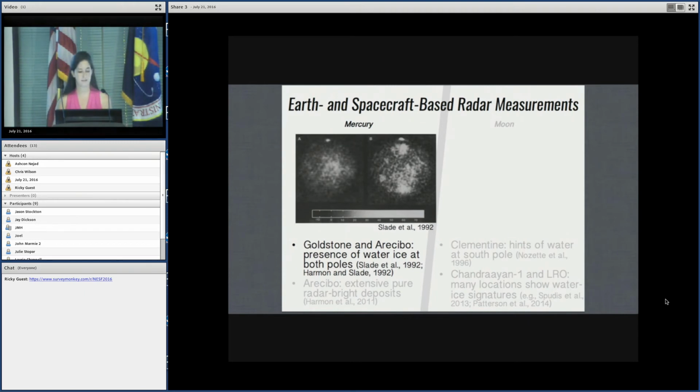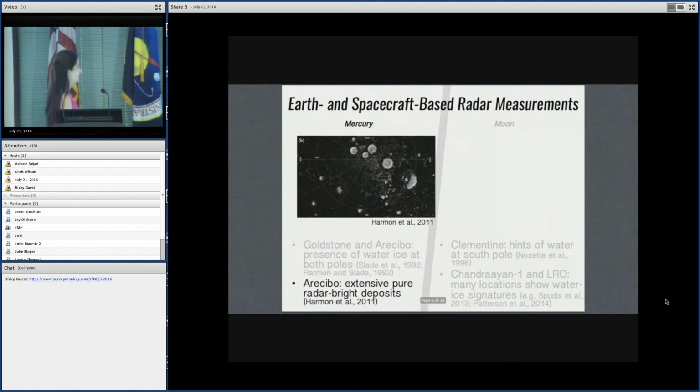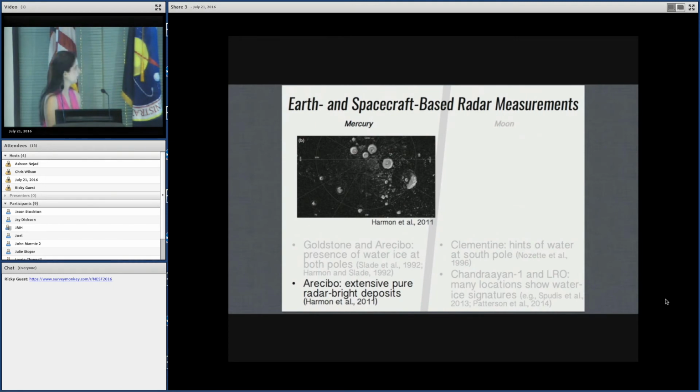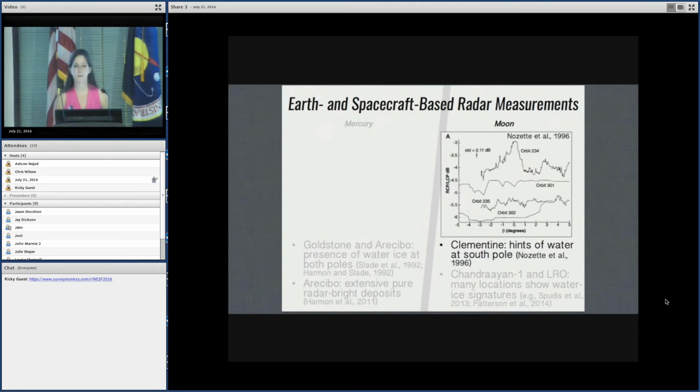And with a repeated imaging campaign that took place at Arecibo in the late 90s, we were able to resolve these images into very clear, extensive radar-bright deposits on the surface of Mercury. And these extensive, pure radar-bright deposits align in a one-to-one correlation with the permanently shadowed regions that we've mapped on the surface. For the Moon, the story is not as clear.